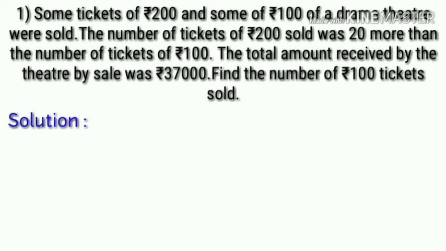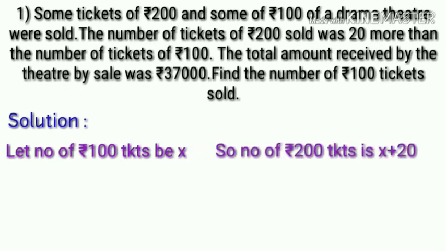So the solution is, let the number of 100 rupee tickets be X. Now let's look at this statement. The number of tickets of 200 sold was 20 more than the number of tickets of 100. That means the number of tickets of rupees 200 would be X plus 20. When it's given 20 more, that means plus 20. The next statement is, the total amount received by the theatre by sale of tickets was 37,000.